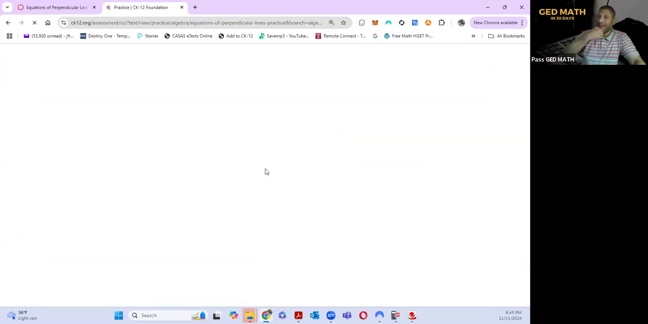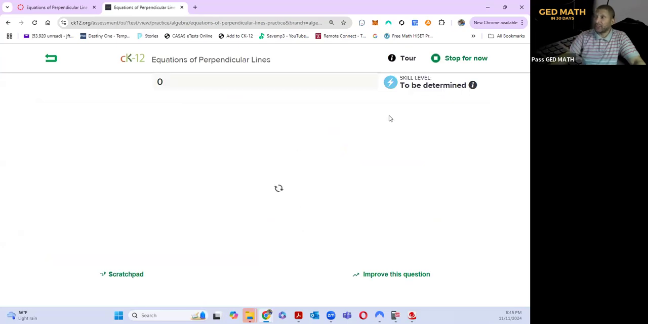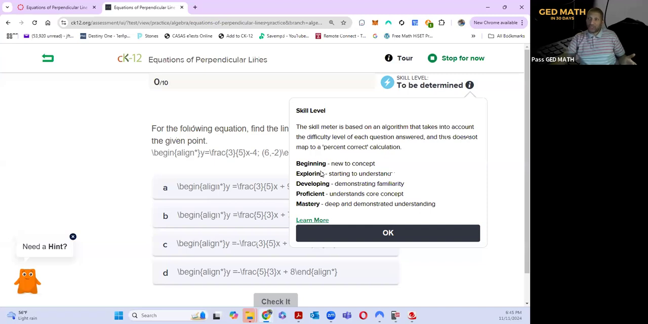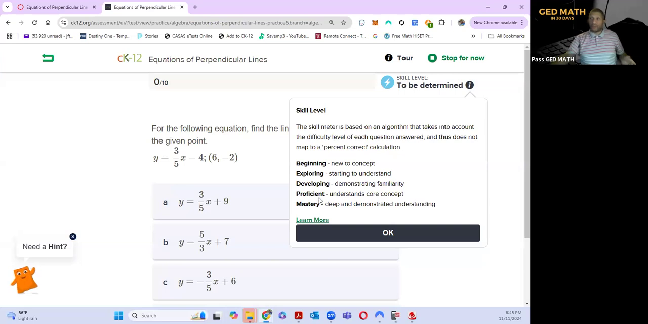So when you start CK12, it has to be determined. And as you get questions right, it will change your skill level: beginning, exploring, developing, proficient, mastery. For the GED, you can go up to proficient. If you want to test yourself, you can go mastery.